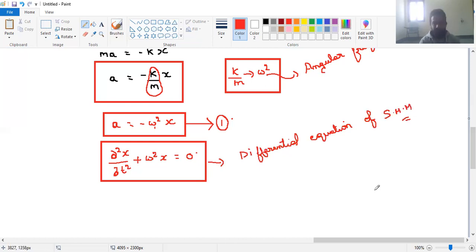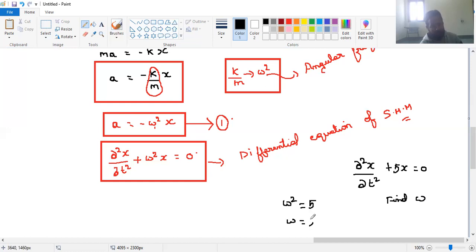Any equation which is satisfying this condition is known as the equation of SHM. Once a question was asked regarding this in NEET, and it is very simple. That is d square x by dt square plus 5x is equal to 0. Find omega. If someone asks like this, compare these two equations. From this, omega square is equal to 5. So omega is root 5.